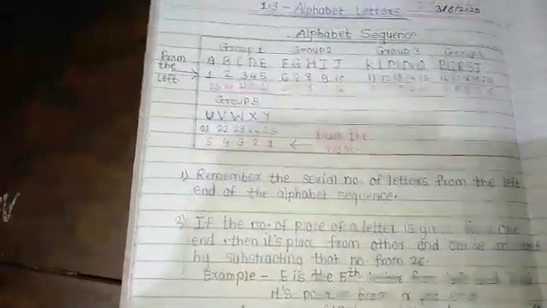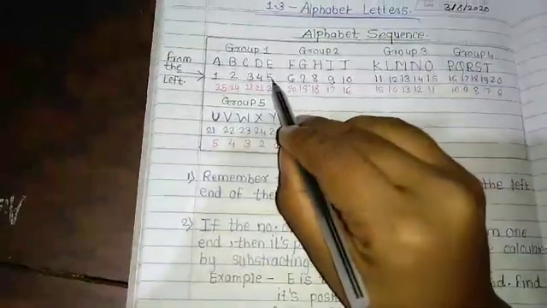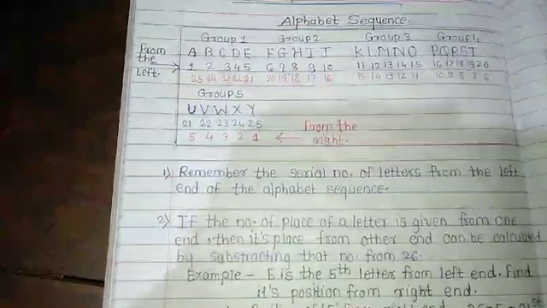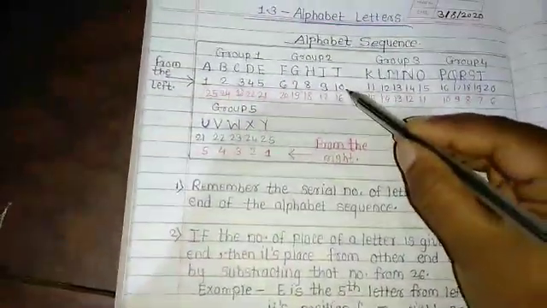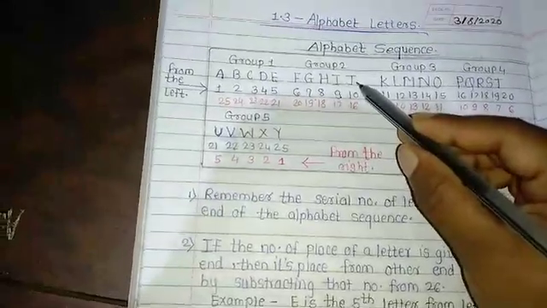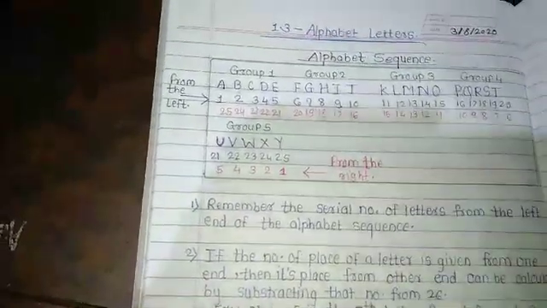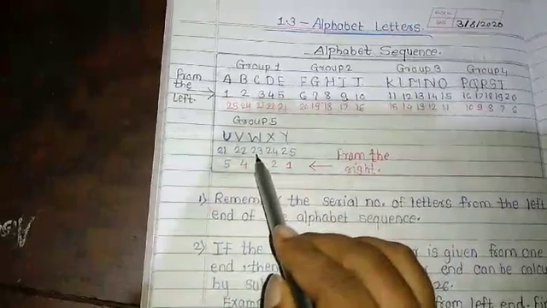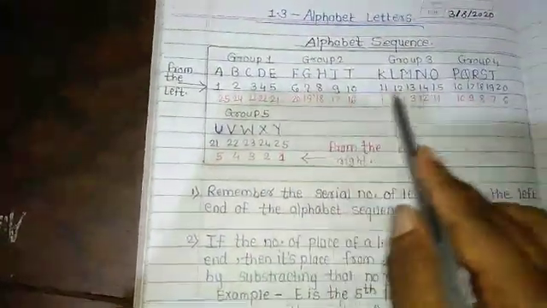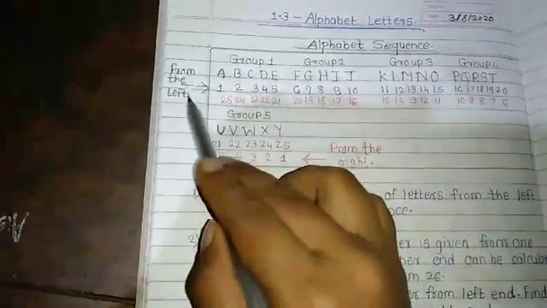What is the fifth letter in the alphabet? That is E, fifth serial number for letter E. What is the 10th letter in the alphabet? That is serial number 10, the letter J. What is the 23rd letter in the alphabet? Look at where the number 23 is. Yes, what is the letter? W. So we have to remember the serial numbers from the left hand side.